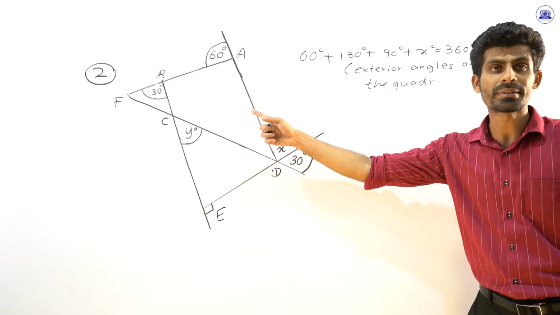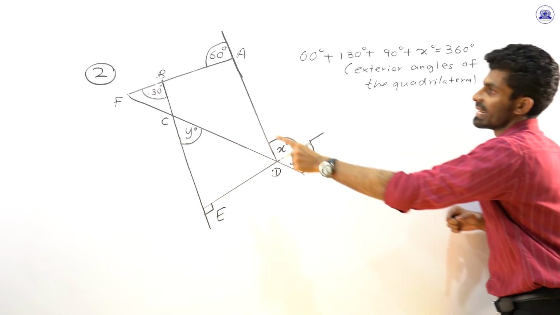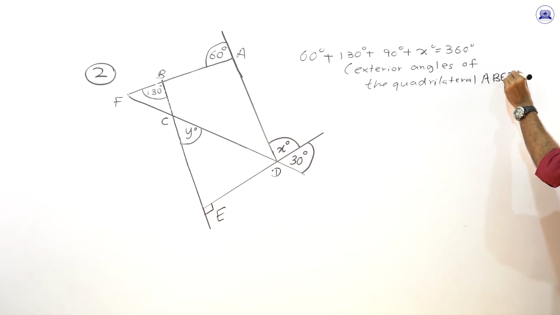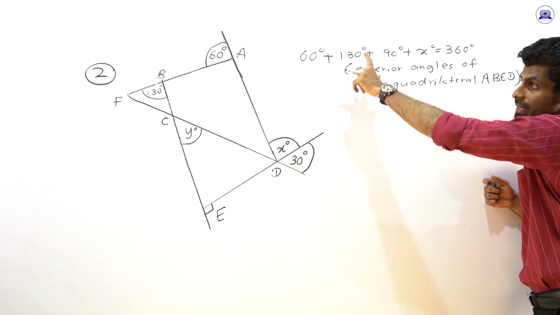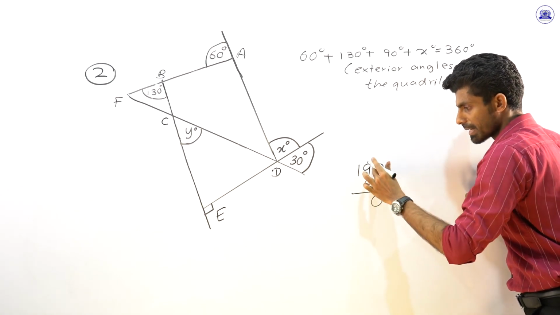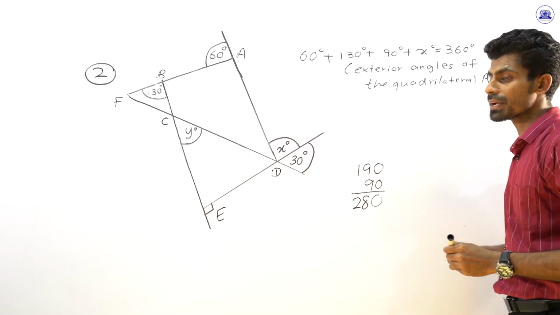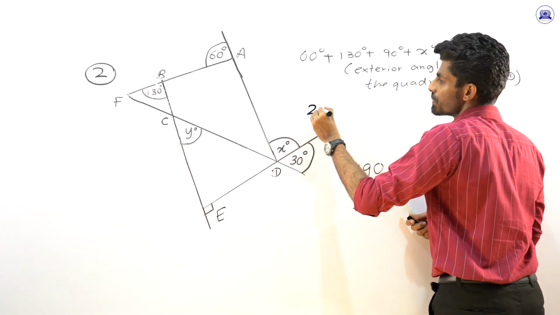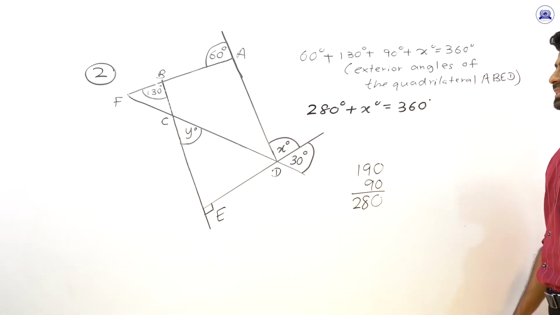You can mention the quadrilateral also. What is the quadrilateral? Quadrilateral ABED. So 60 plus 130 is 190, 190 plus 90 is 280. That means 280 plus X equals 360 degrees, right?